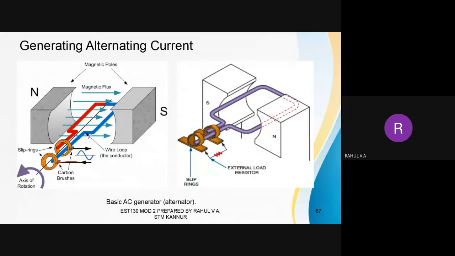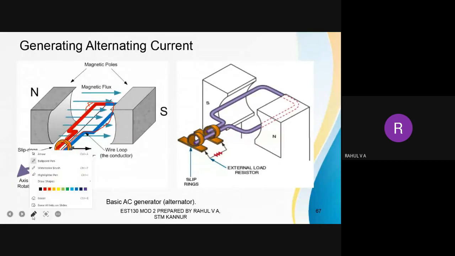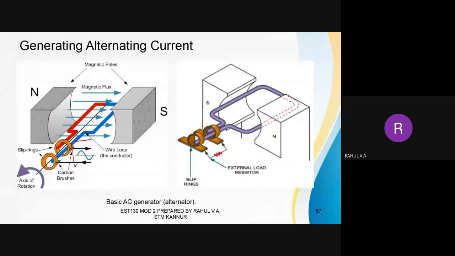One is connected to the first end of the conductor, and then it goes like this, and there are a lot of windings here. Here it is shown only one winding. Okay, one coil. Like that there will be a lot of windings, and the opposite end of the conductor is connected to another carbon brush, and the output you can see is taken between these two ends.